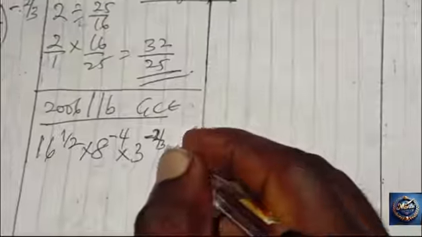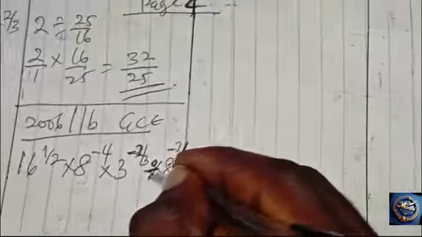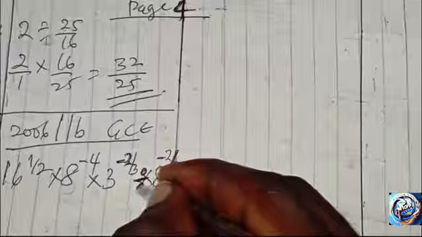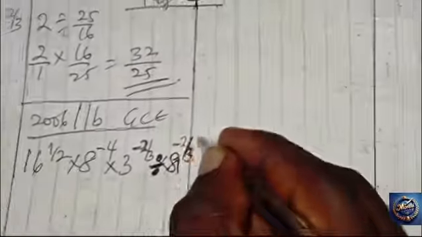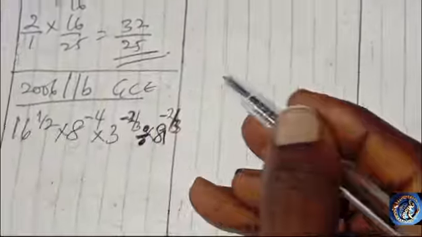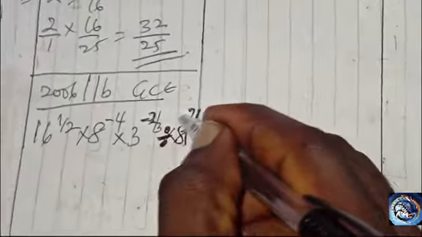Sorry, it's not multiplication. This is division. Not multiplication. It's division. This is 81 raised to power minus 2 over 3. This is not just ordinary 2 over 3, it's minus 2 over 3. This is also minus 2 over 3. So we can go now.